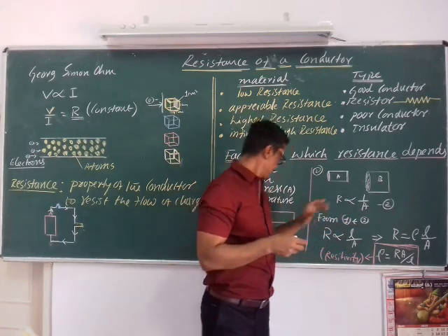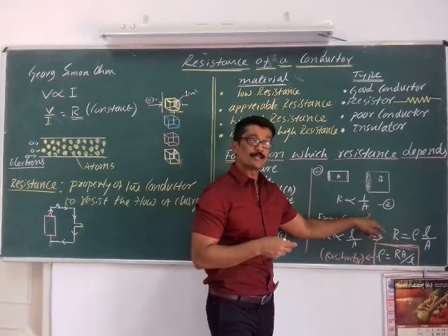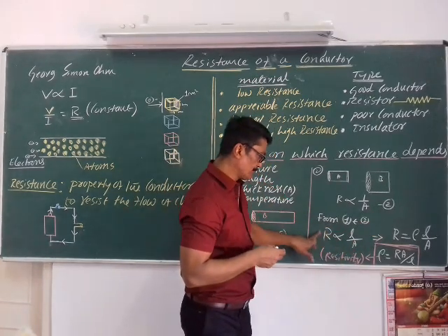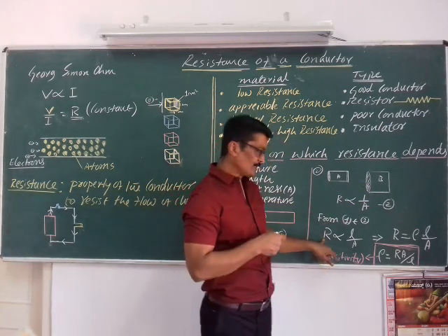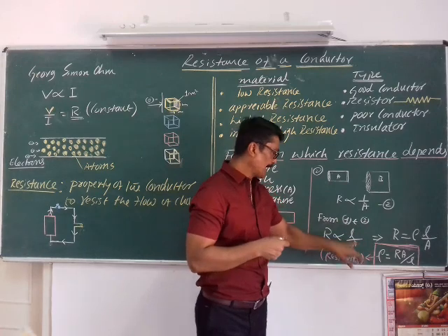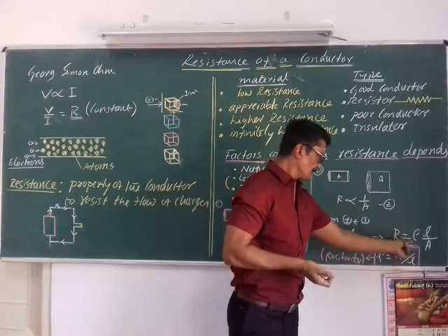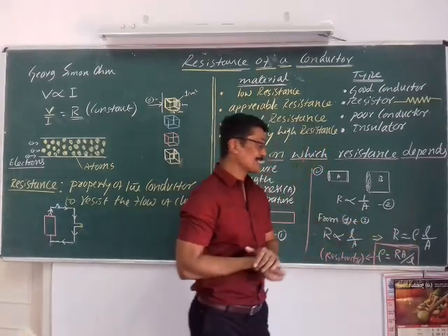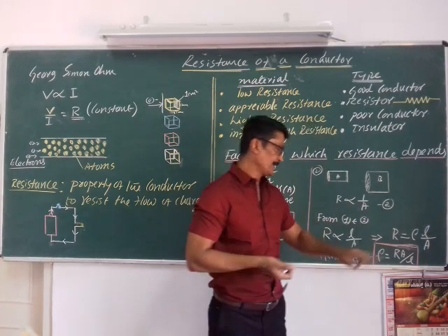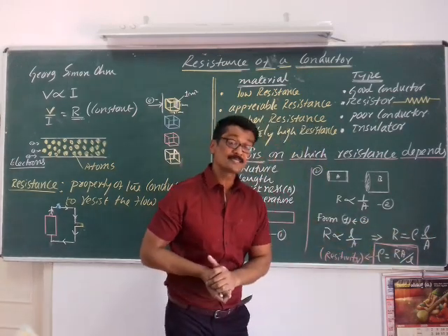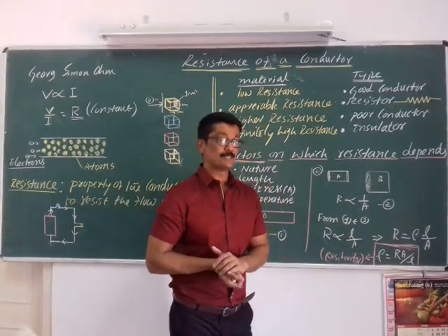So resistance is directly proportional to length and inversely proportional to area of cross section. I have combined these two relations. Resistance offered by a conductor is directly proportional to length and inversely proportional to area of cross section. So once the proportionality constant is written, R is equal to rho into L by A, where rho is called the resistivity of the material. What is meant by resistivity of the material?